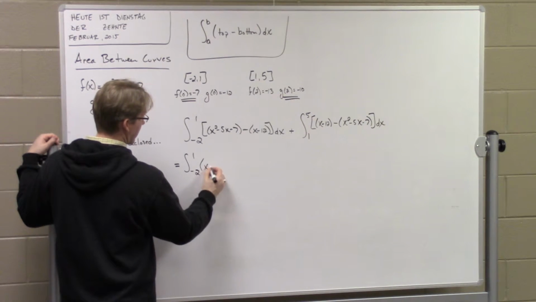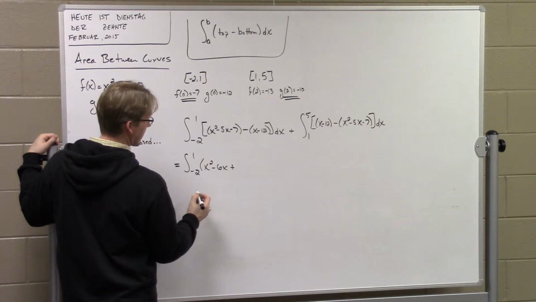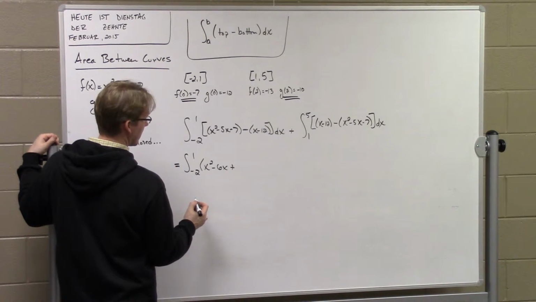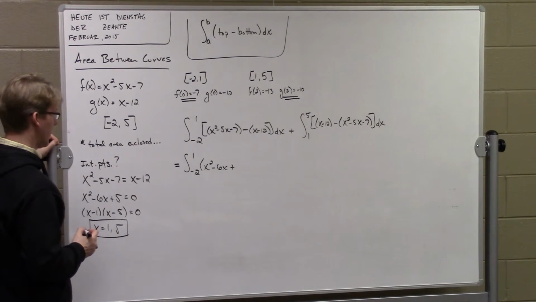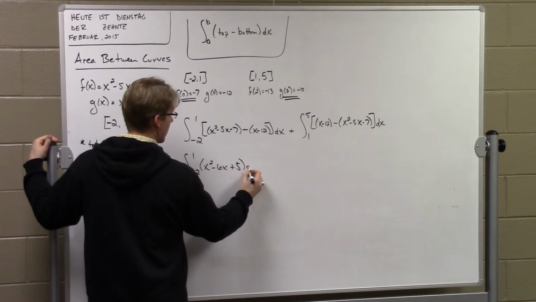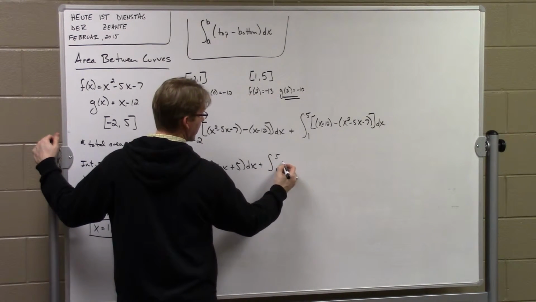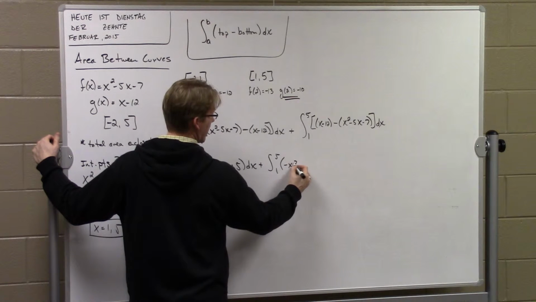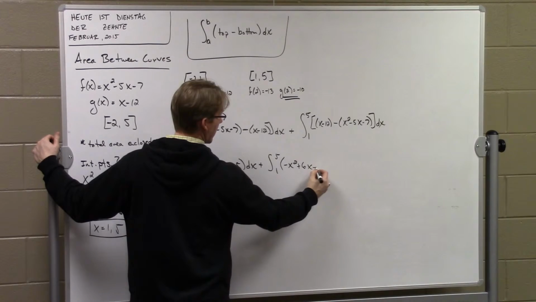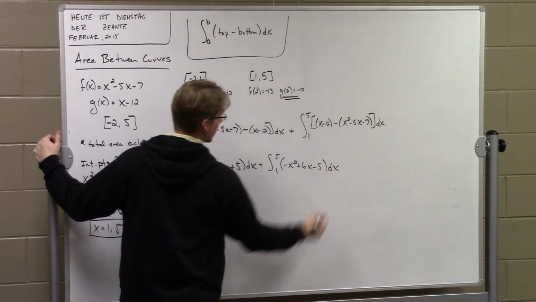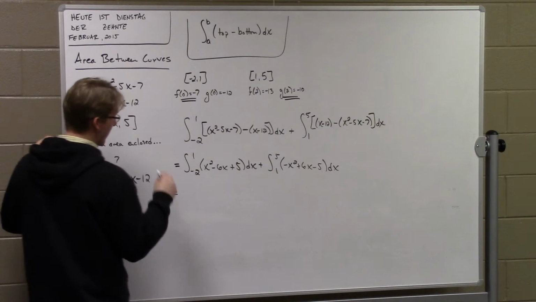All right, we have x squared minus 6x plus 5 dx. And then this one's going to go from 1 to 5, it should just be the opposite: negative x squared plus 6x, and then minus 5. Yeah, okay. So the integrals will be exactly the same, just flip-flop the signs.